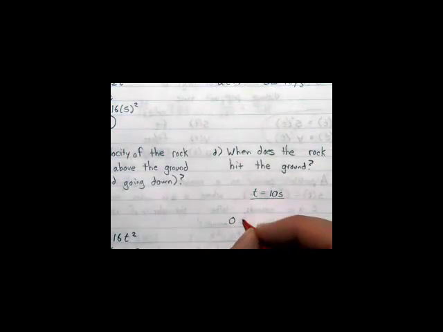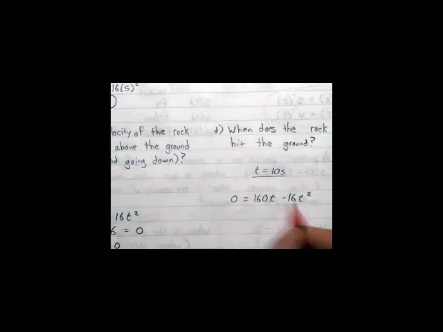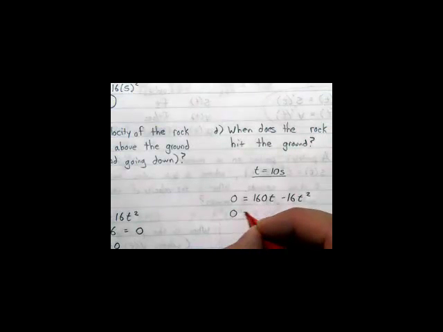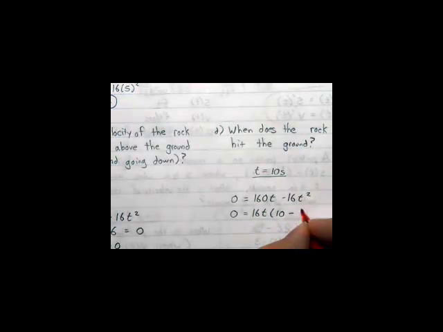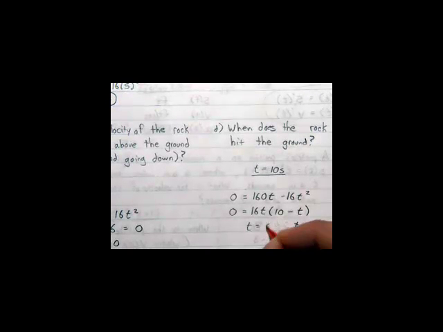So the height set equal to 0. So if we solve that equation, let's see. We can do a little bit of factoring here. We can take out a 16t, and that will leave us with 10 minus t. So there are two solutions to this equation. What are the two solutions? 0 and 10. So let's think about that.